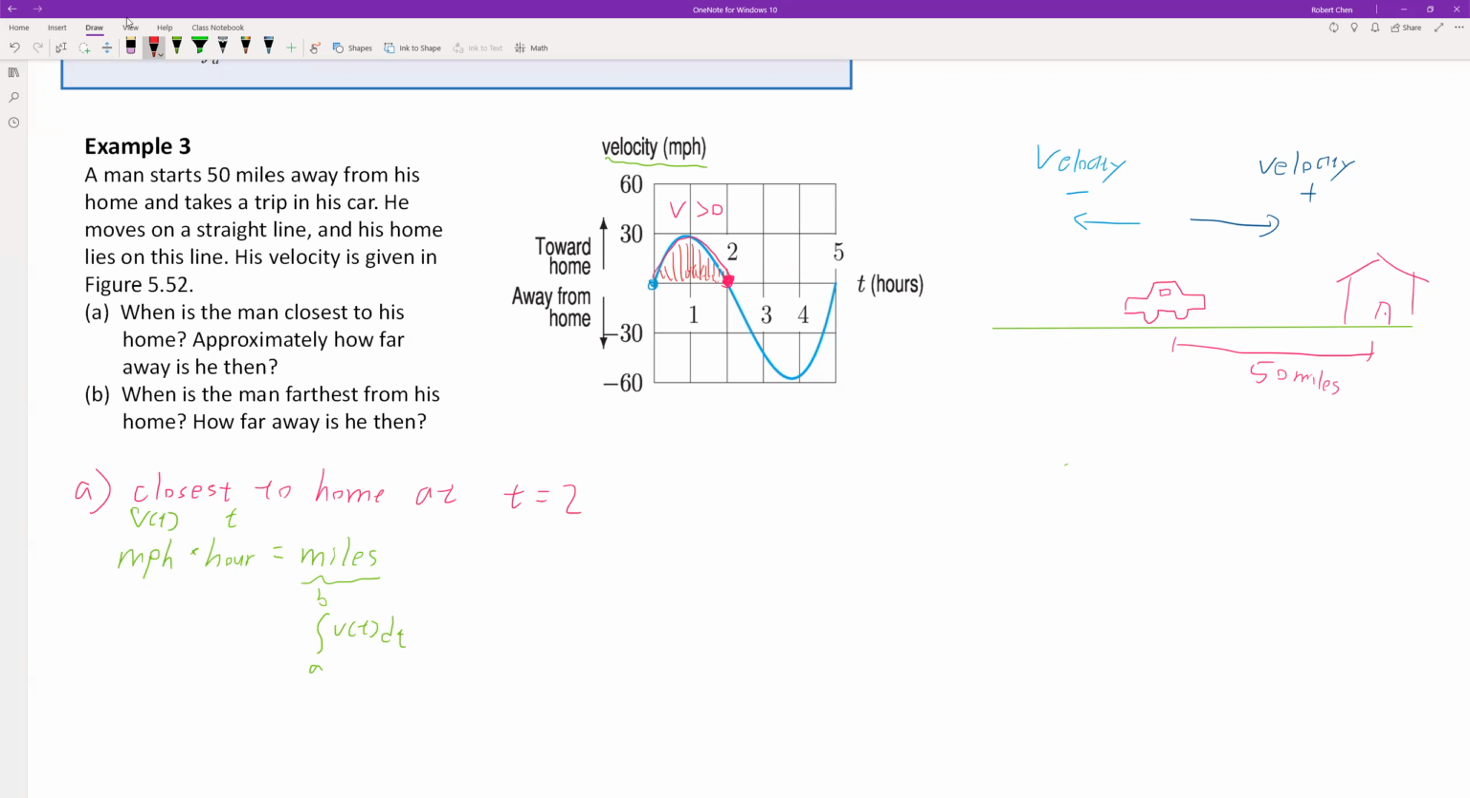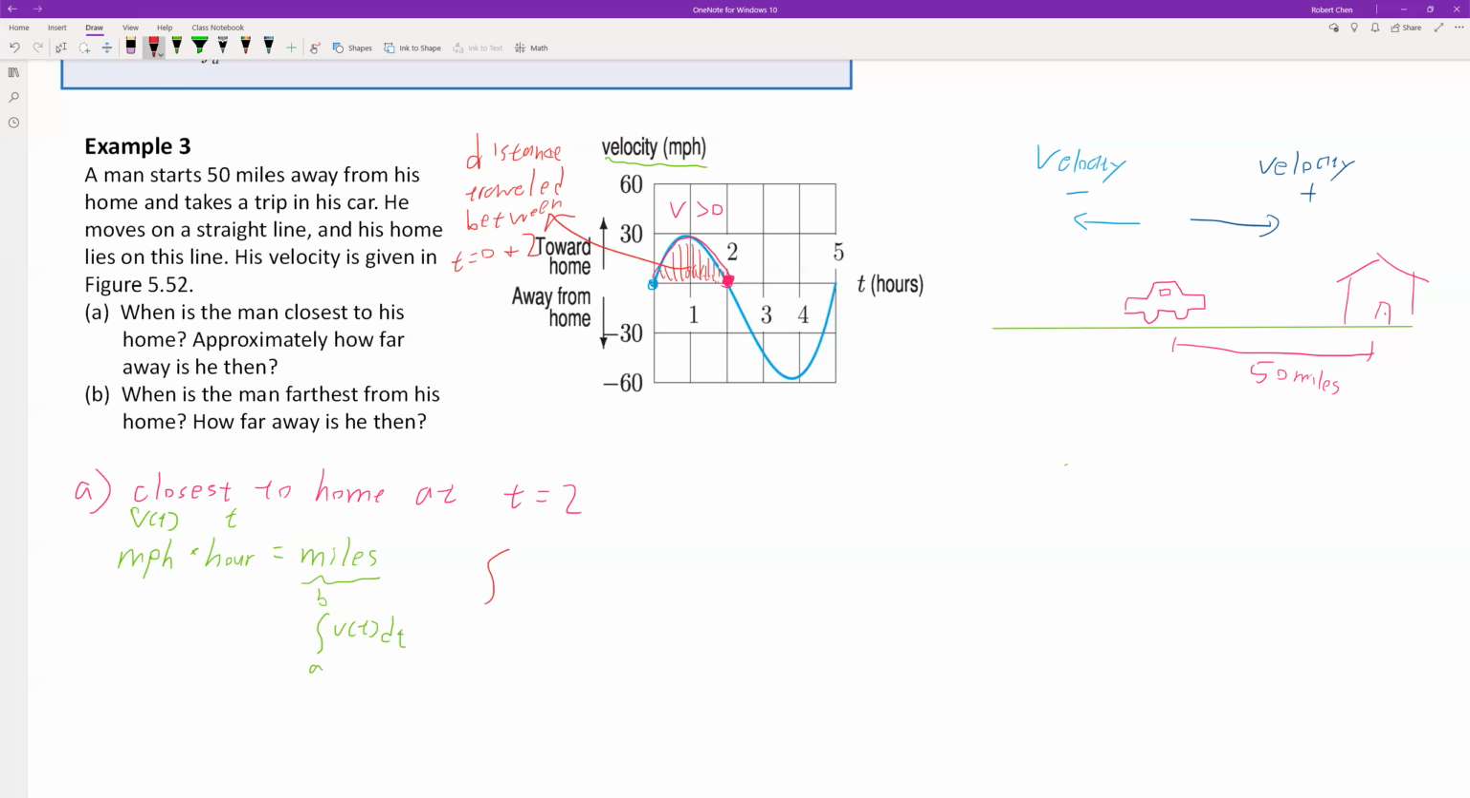Okay, distance traveled between t equal to 0 and 2. Now of course there's no function. We can only estimate this by looking at the graph. So we're just going to say it's about one grid box. So this area under the curve is about one grid box.